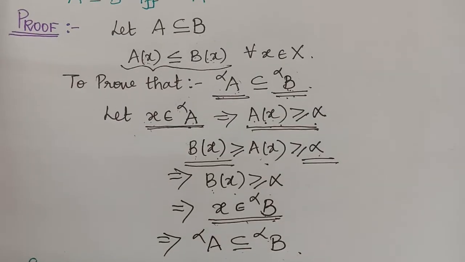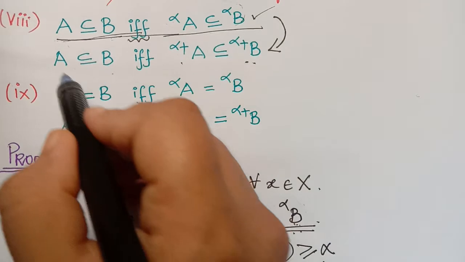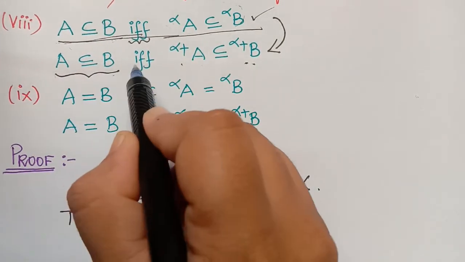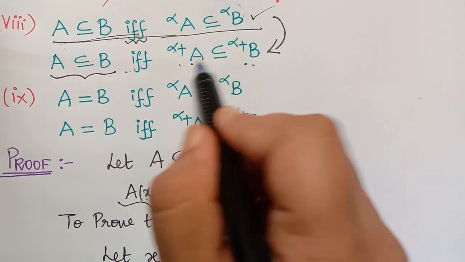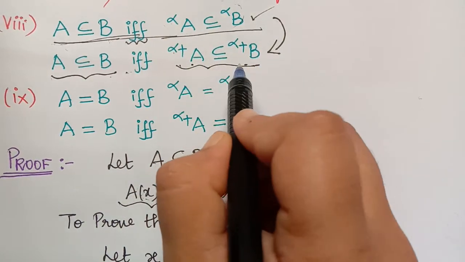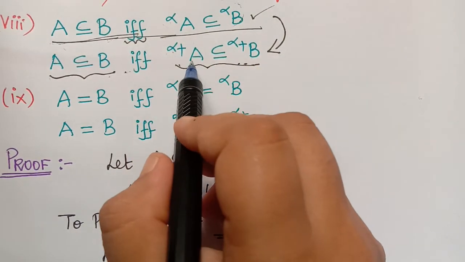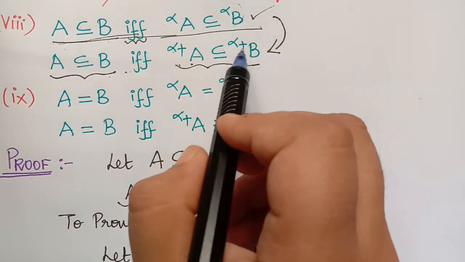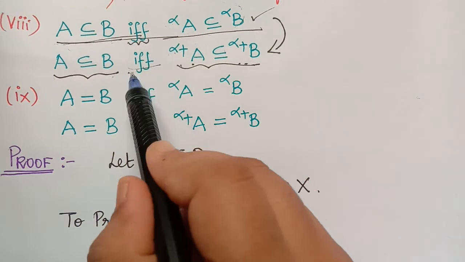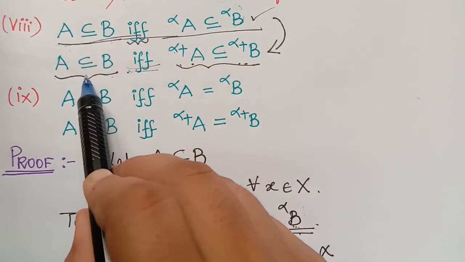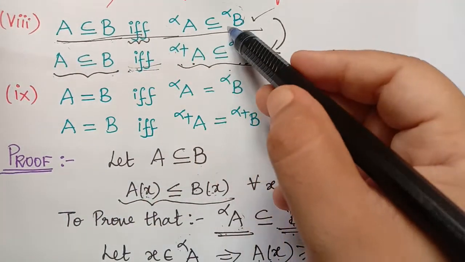So hence using this we have proved that if A is a subset of B, then the strong alpha cut of A is a subset of the strong alpha cut of B. Also we proved that if the strong alpha cut of A is a subset of the strong alpha cut of B, then A is a subset of B. So because it was an if and only if condition, we proved both ways for these two.